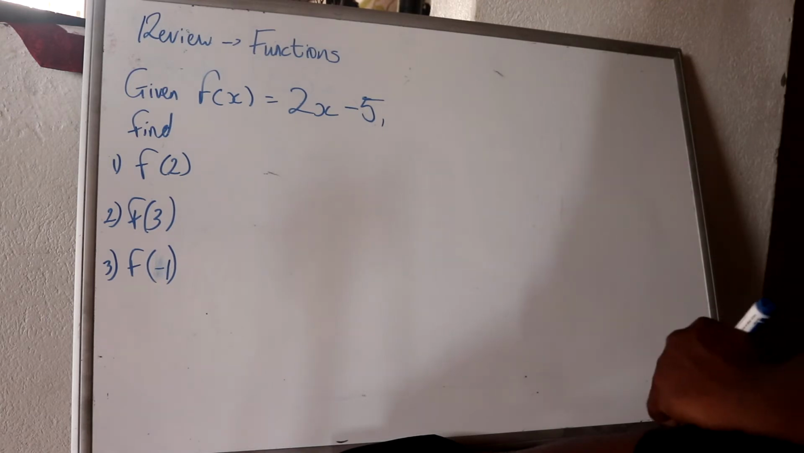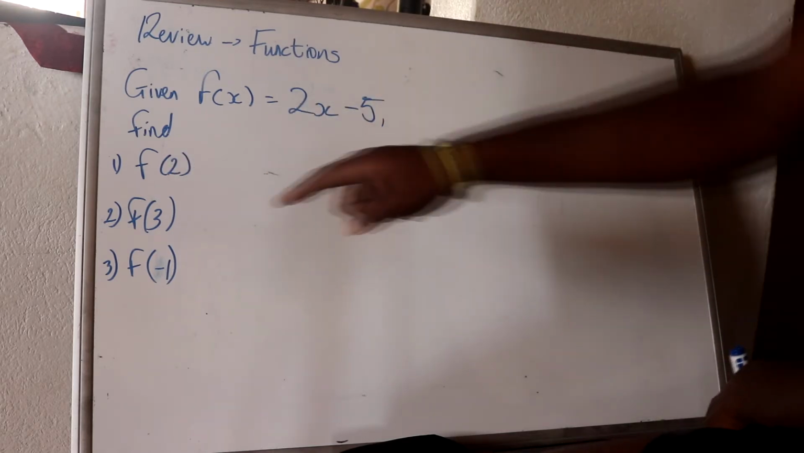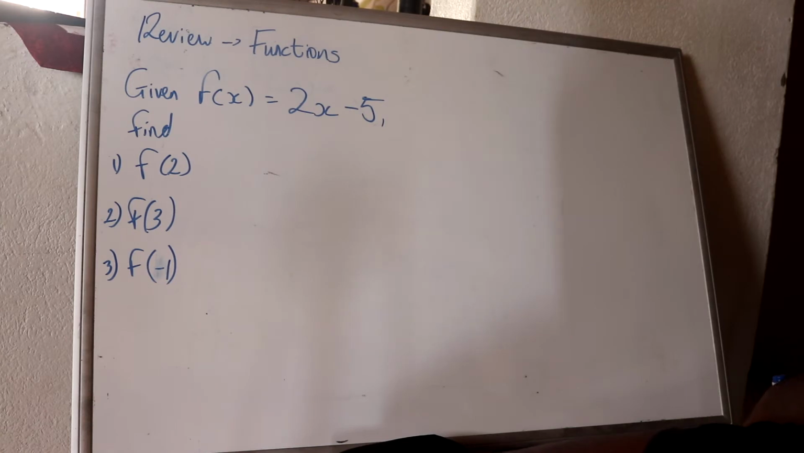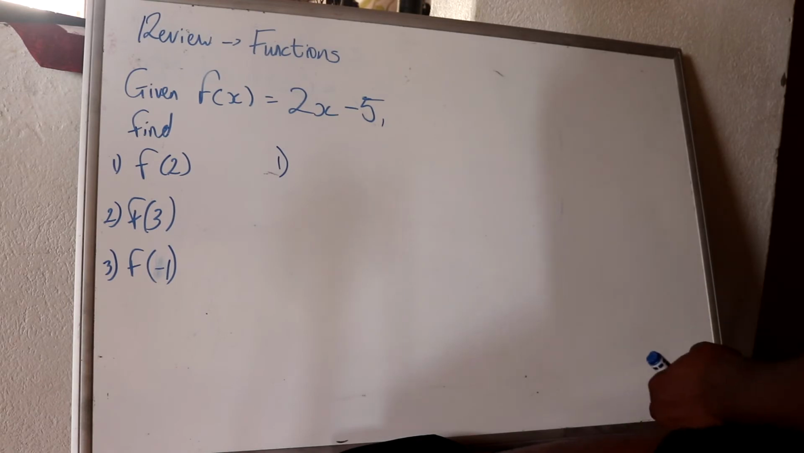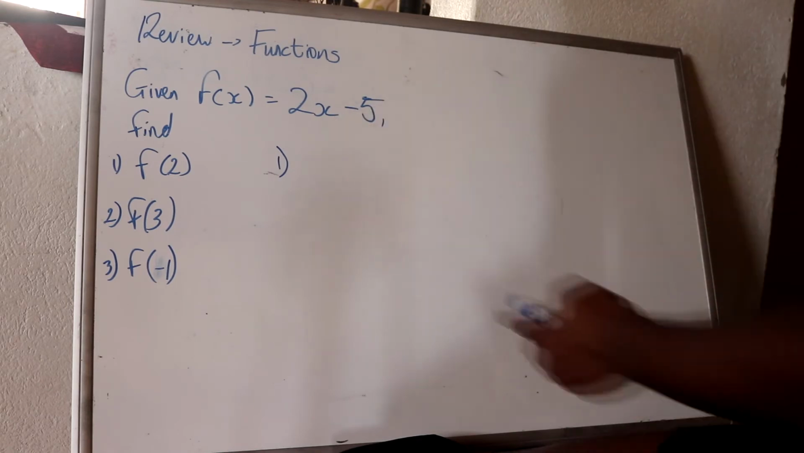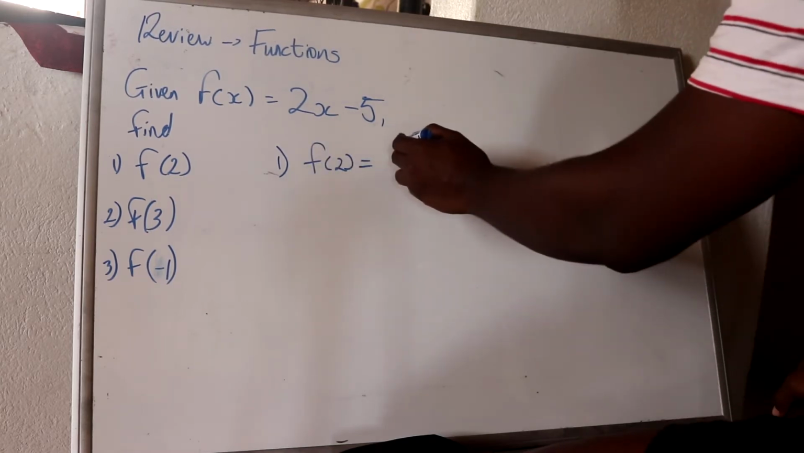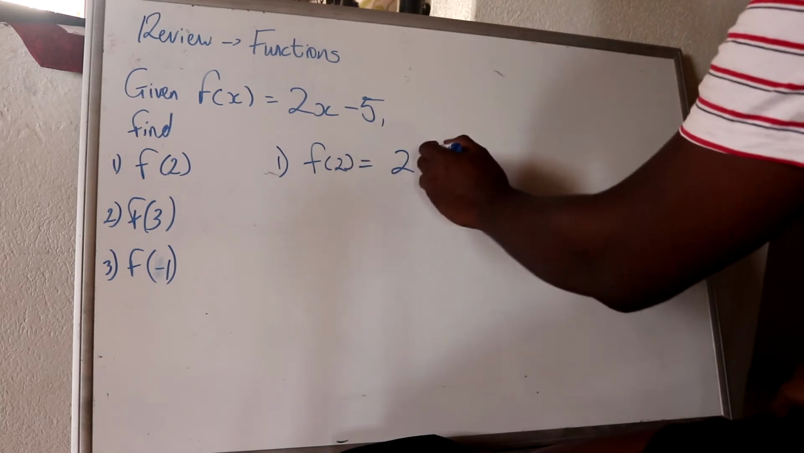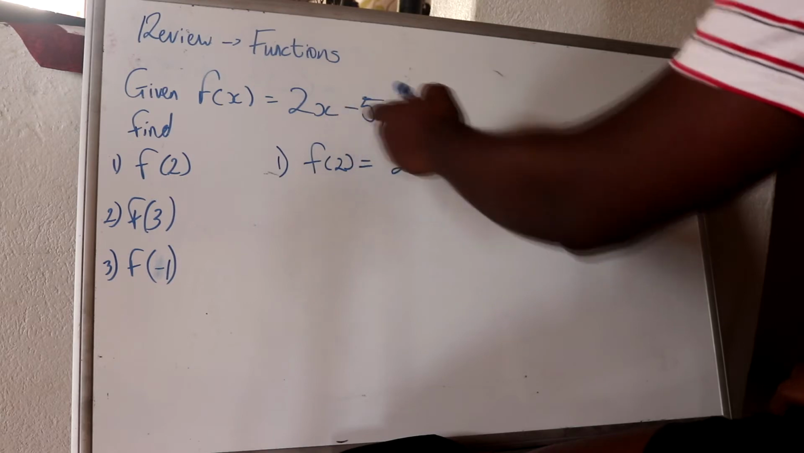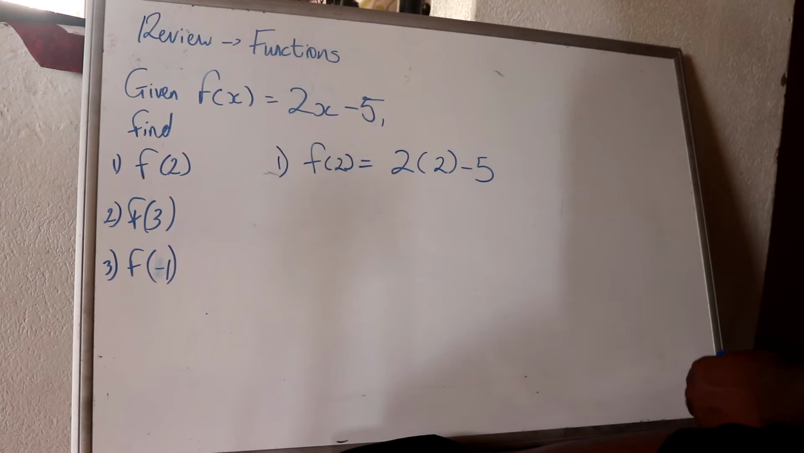Given that this is our function, we want to find what is f of 2, f of 3, and f of negative 1. So, let's do the first one. f of 2 is saying that instead of using x, we can just use the number 2. Wherever you see the x, you're going to put the number 2. So instead of 2 multiplied by x, it's going to be 2 multiplied by 2, and you're subtracting the 5.